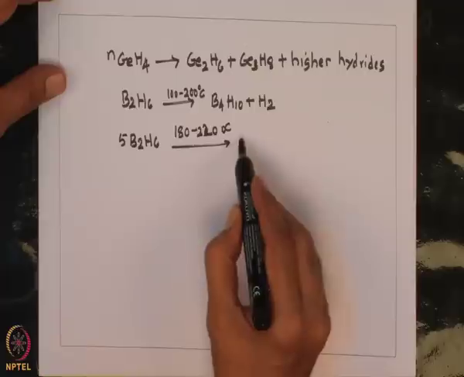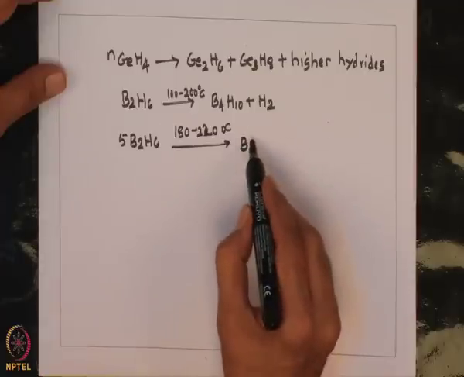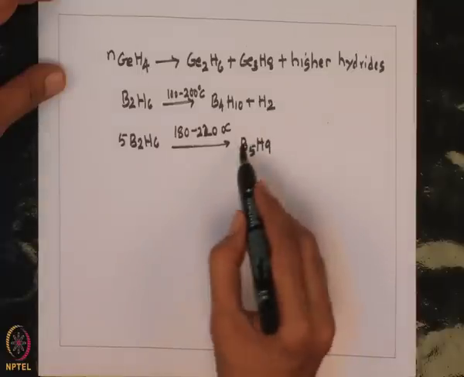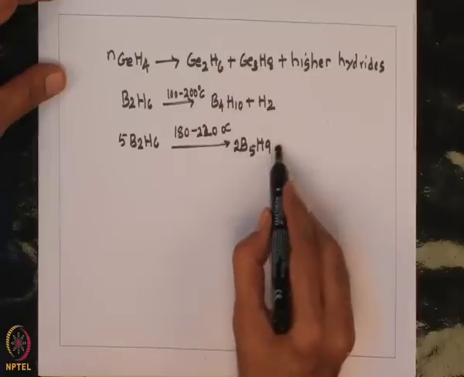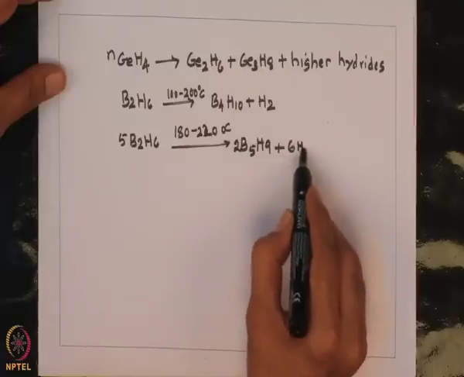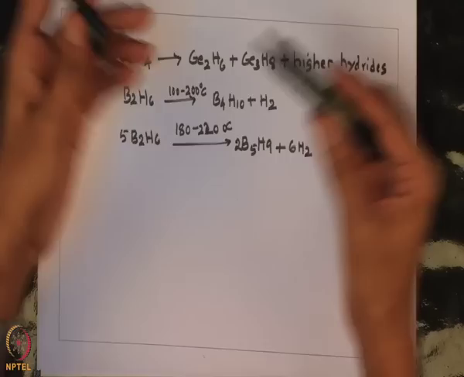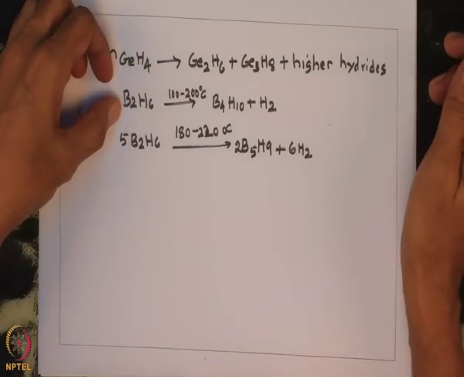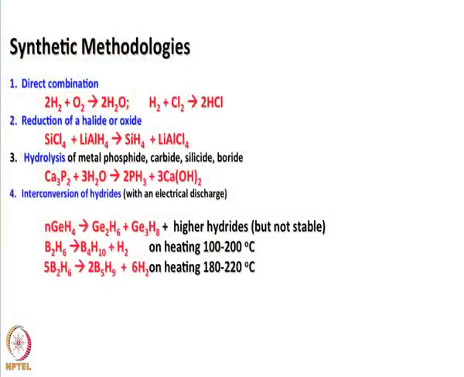it gives B5H9 plus 6H2. So, that means by altering the temperature, one can generate a host of boron hydrides starting from B2H6. Those methods and those boron hydrides I will be discussing while discussing the chemistry of group 13 elements.